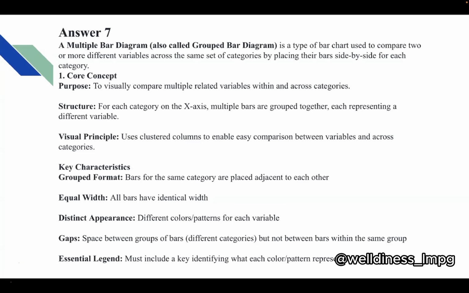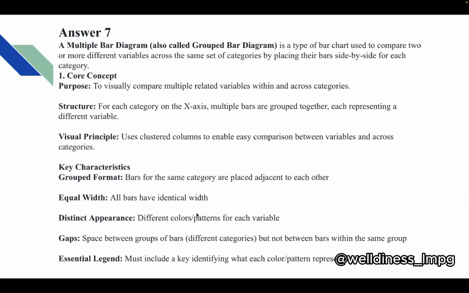Okay. So a multiple bar diagram, also called a group bar diagram, is a type of bar chart used to compare two or more different variables, so you are correct, across the same set of categories by placing their bars side by side for each category. Core concept: to visually compare multiple related variables within and across categories. For each category on the x-axis, multiple bars are grouped together, each representing a different variable, using clustered columns to enable easy comparison between variables and across categories.